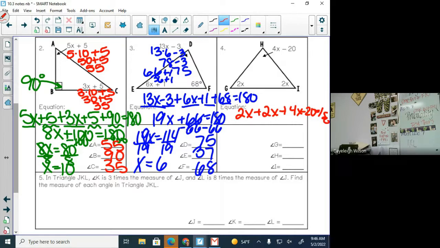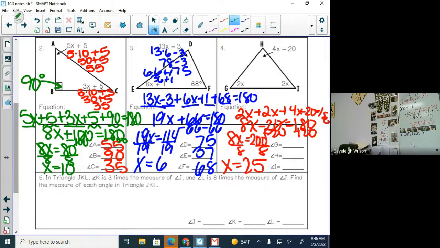Alright, so add all three together, 2x plus 2x plus 4x, that's 8x minus 20 equals 180. Add the 20, so 8x equals 200, divide by 8, and x is 25. So 2 times 25 is 50, so angle G is 50. Angle I is also 50, because 2 times 25 is 50. And then 4 times 25 is 100. 100 minus 20 is 80. And 50 plus 50 plus 80 is 180.